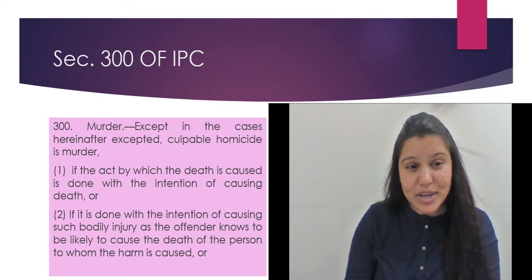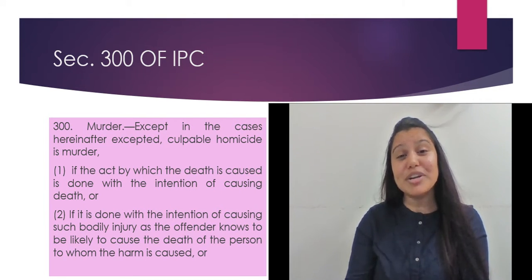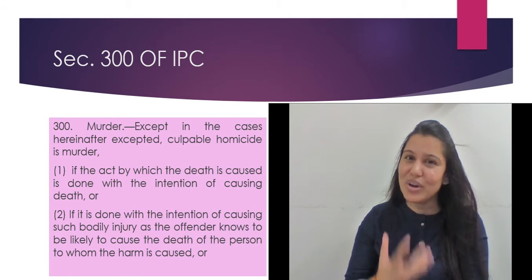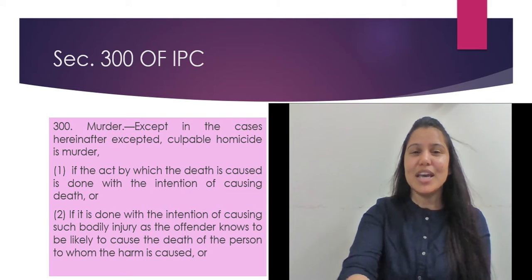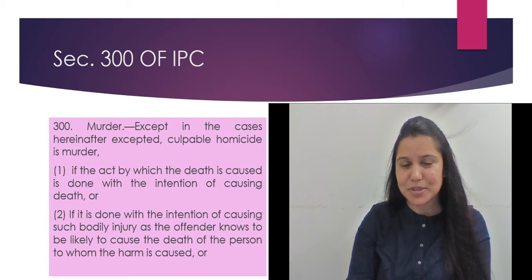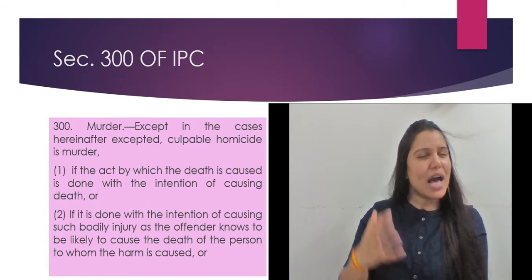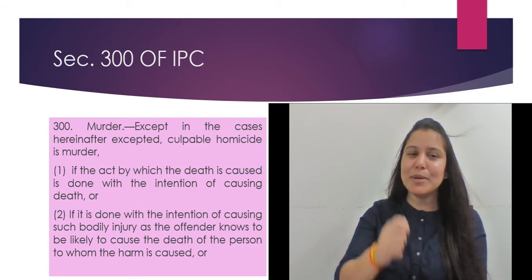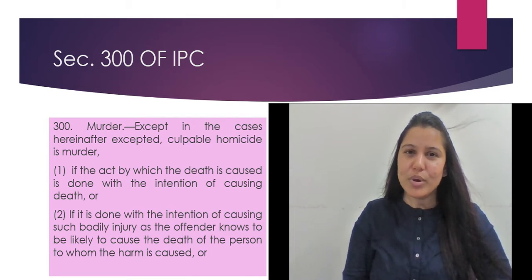Correct? The next one is if it is done with the intention of causing such bodily injury as the offender knows to be likely to cause the death of the other person. So here it is the knowledge. Let's take the knowledge as in, say, the offender knew that that person is already suffering from something, or had gone through a surgery or something like that. So he had the knowledge that by giving that very blow, he will die.